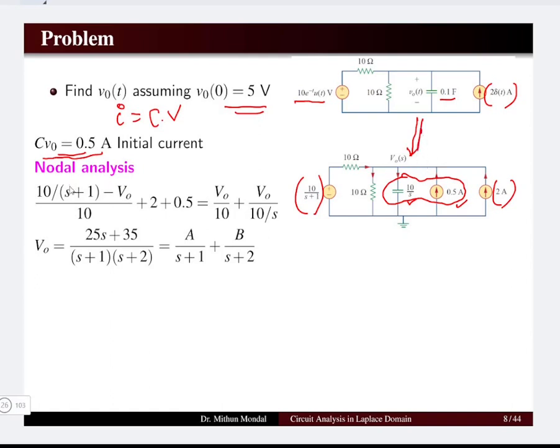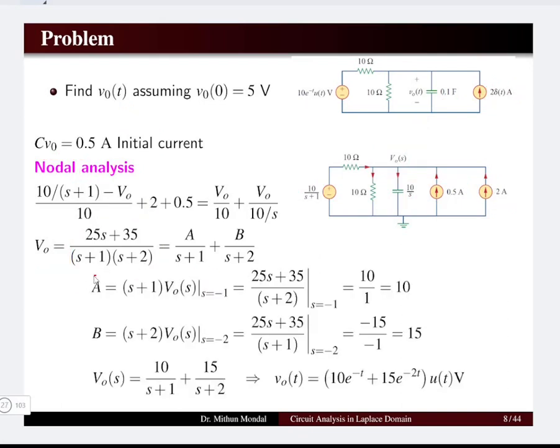Now we can apply any technique. So let us solve this problem by nodal analysis, applying the KCL equation at the node V0 of s, which is my unknown variable. So I will write the KCL equation at this particular node and try to determine the voltage V0 at the node. So we have determined the voltage at the node by writing the KCL equation, which I can split up to find the constants A and B. We have learned in the previous lecture how to determine the constants A and B by splitting the equation.